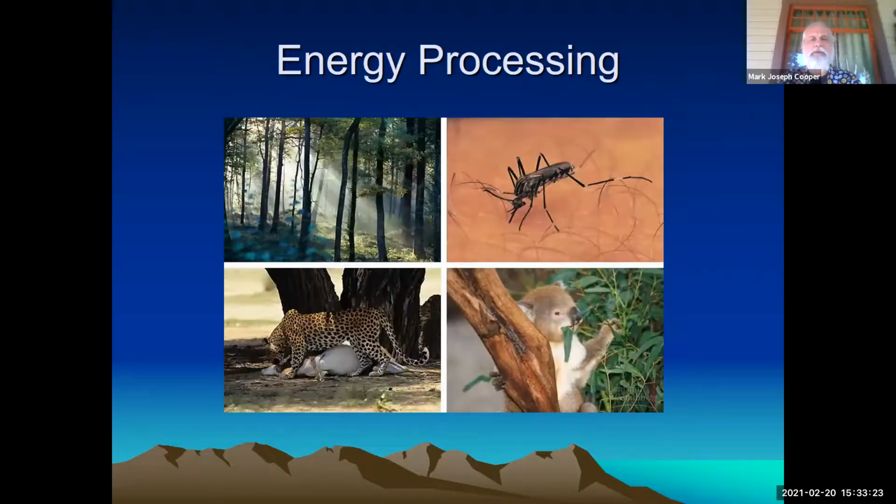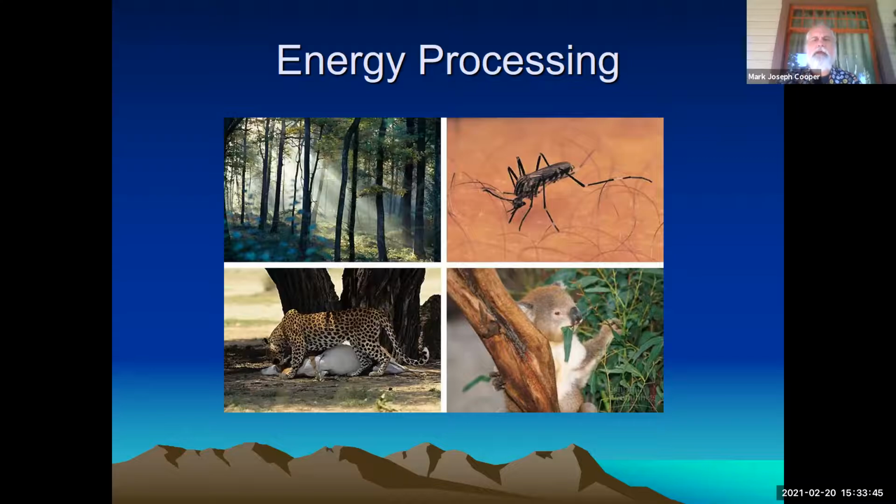All right, the next one is energy processing. So all living things need to take in energy. On the left-hand side, you're seeing a picture really of a forest with light. Light is really the ultimate source of energy for all living things on the planet. And we'll talk about that through photosynthesis. That'll be on exam 2.